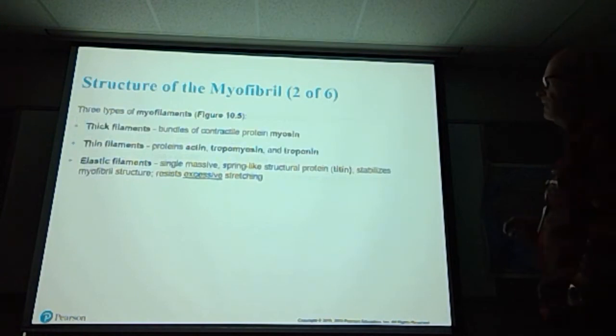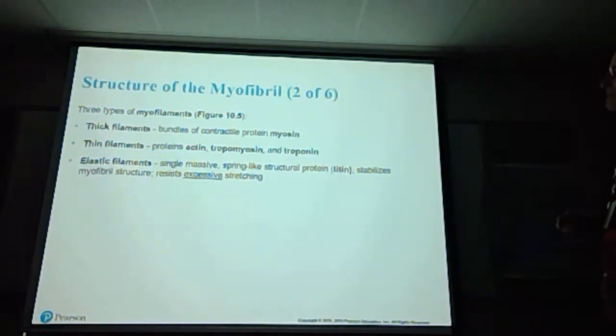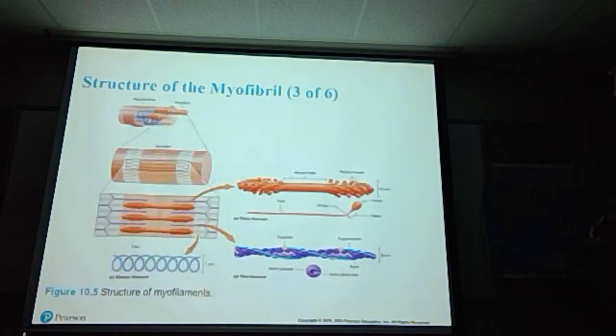There are three types of myofilaments. There are thick filaments and thin filaments and elastic filaments. The thick ones are bundles of a contractile protein called myosin. Thin filaments contain the protein actin, along with tropomyosin and troponin. The elastic filaments have a single massive spring-like structural protein called titin, which stabilizes the structure and resists excessive stretching.